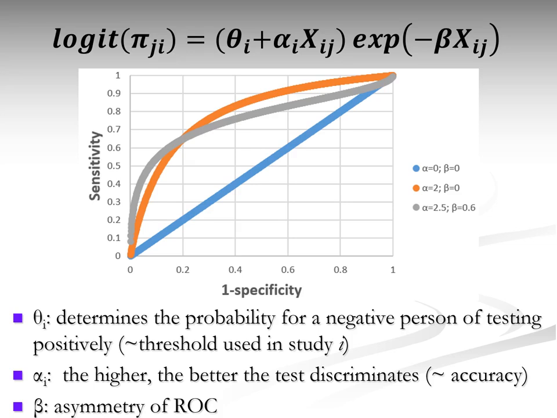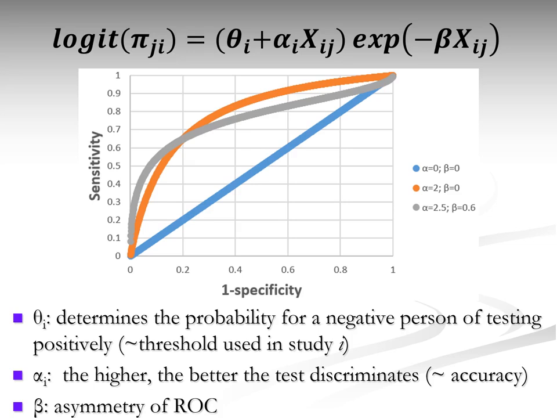Alpha_i, which is a parameter for study i, indicates to what extent the probability for testing positively changes when a person in reality is positive and not negative. So it refers to the discrimination of the test. So we hope that alpha_i is as high as possible. So alpha_i refers to the quality of the test.